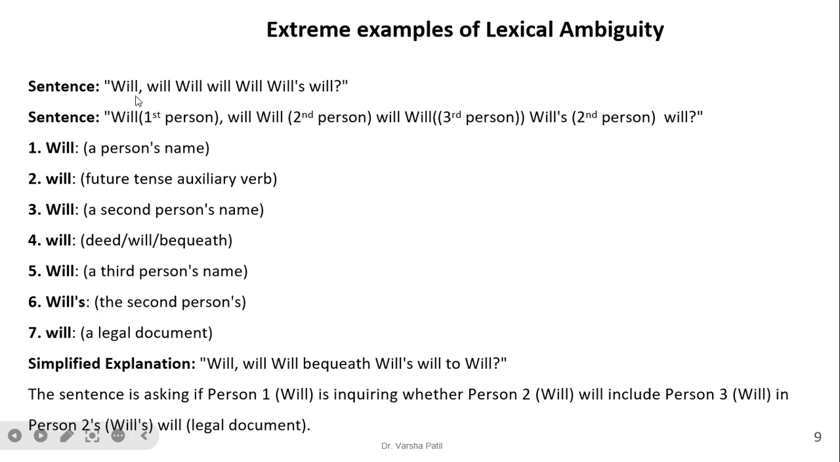So here the first Will is a proper noun, this will is the verb, and this will is the will, that is nothing but a deed or bequest.